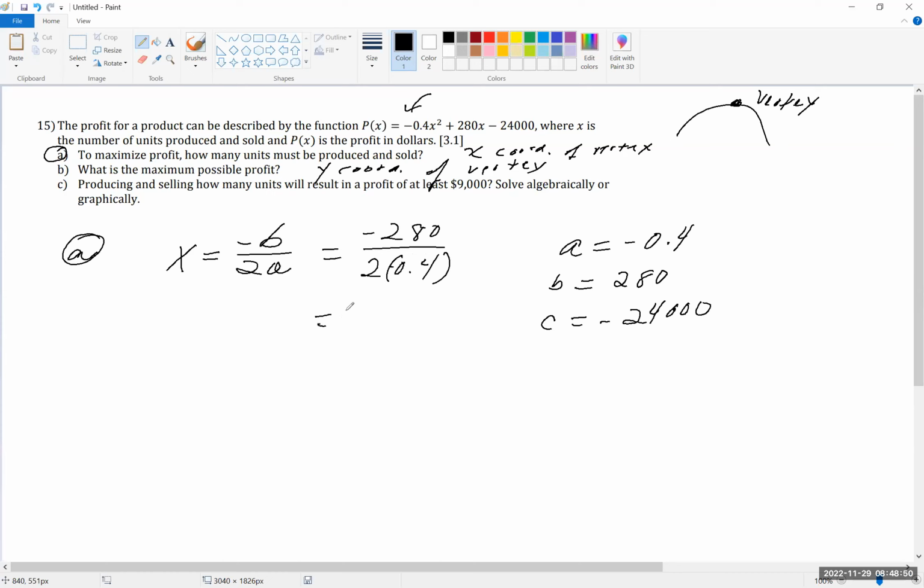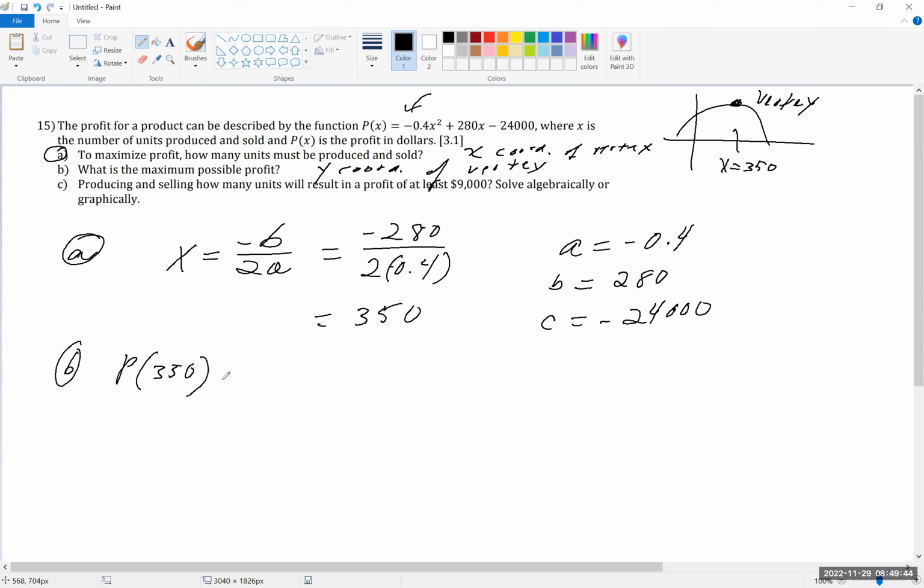And I'm going to grab my calculator, which you can't see what I'm doing, but I'm just going to compute that. So it's negative 280 divided by 2 times negative 0.4. And I am getting 350. So if this is a graph up here, then this is 350. And now, that's part A. Now I need to figure out how high the thing goes to answer part B.